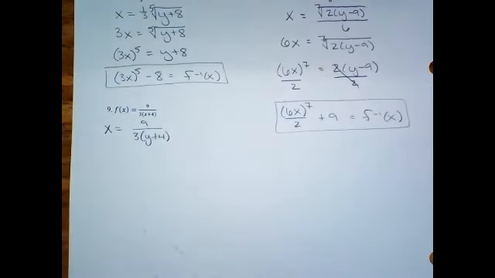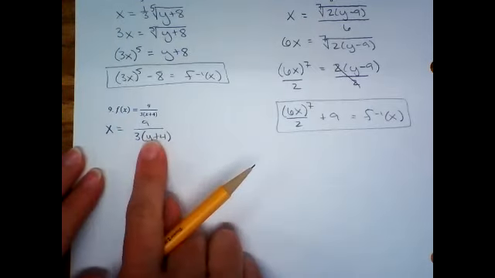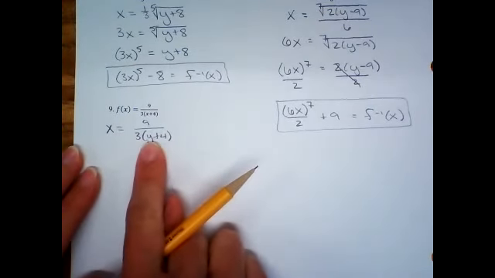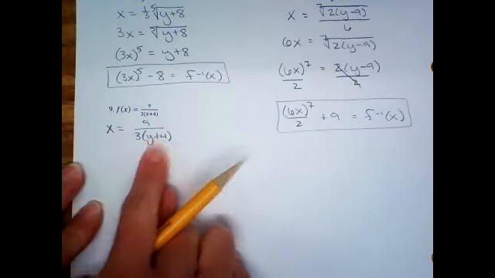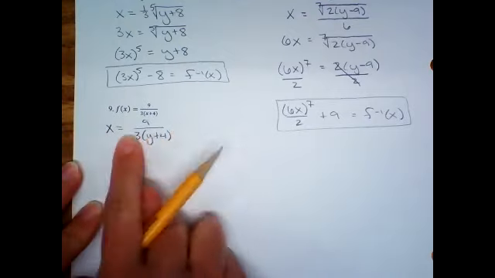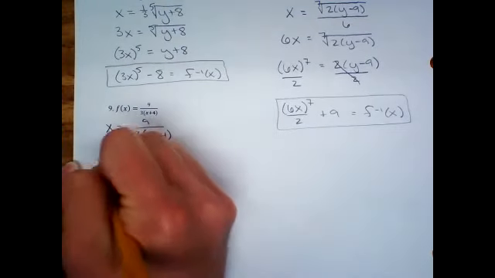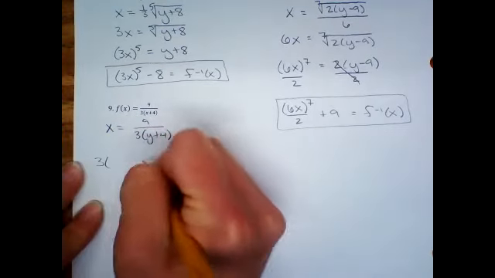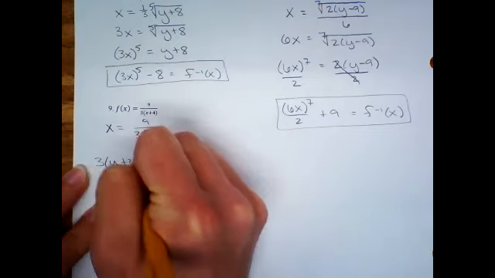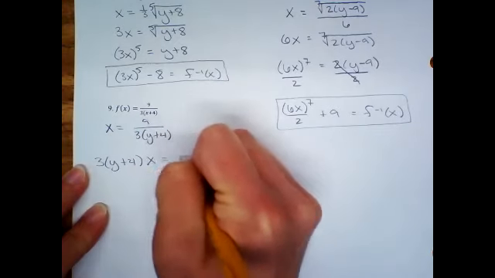One more. Switch x and y. It'll be x equals 9 over 3y plus 4. All right, so everything in the denominator is going to get multiplied to the other side. You're going to multiply all of this to the other side. So it will be 3y plus 4 times x equals 9.